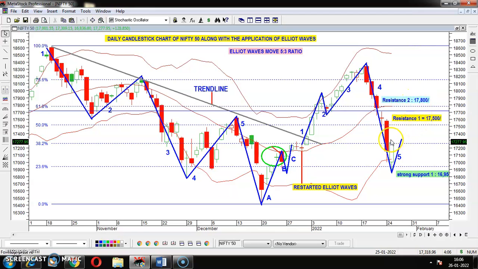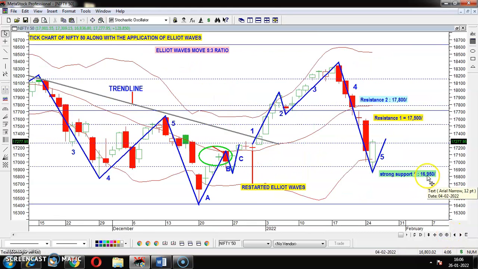But if the Nifty is unable to close above this level, and if Nifty breaches downside, in that case we can say the very strong support would be 16,950. It means if the Nifty has to move towards the next level, that is 17,500, Nifty must trade above this level, the 38.2% Fibonacci retracement, that is 17,250.